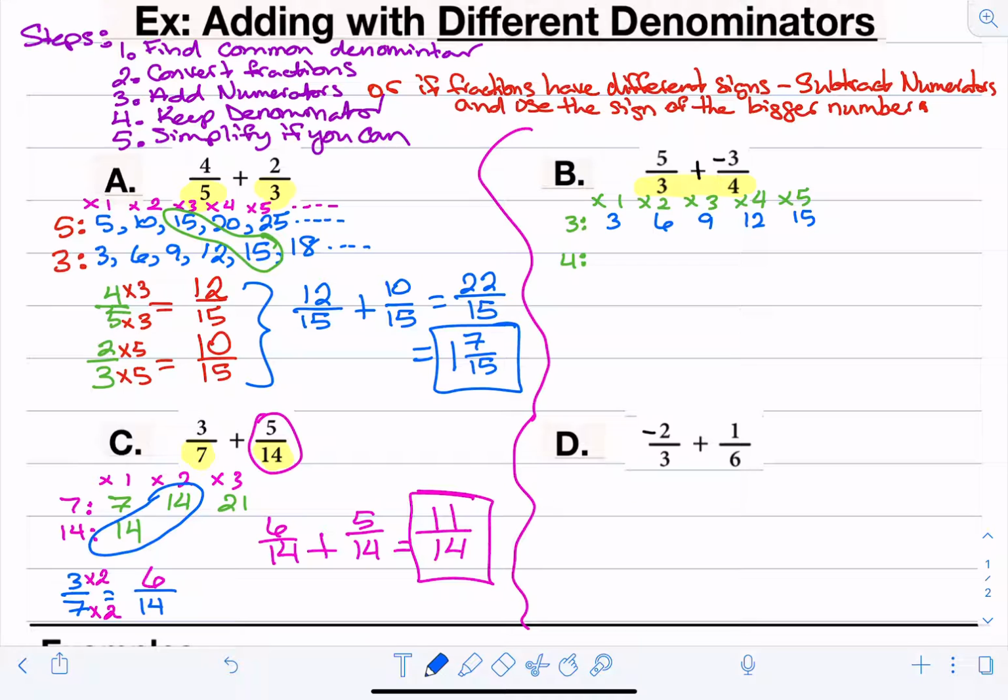So now I'm going to multiply the 4 out and do the multiples of 4 and see if we have any numbers in common or the same. If we don't, that's okay. We'll just make our chart go out farther and we'll do times 6, times 7, times 8, etc. until we find a common number. So 4 times 1 is 4, 4 times 2 is 8, 4 times 3 is 12, 4 times 4 is 16, and 4 times 5 is 20.